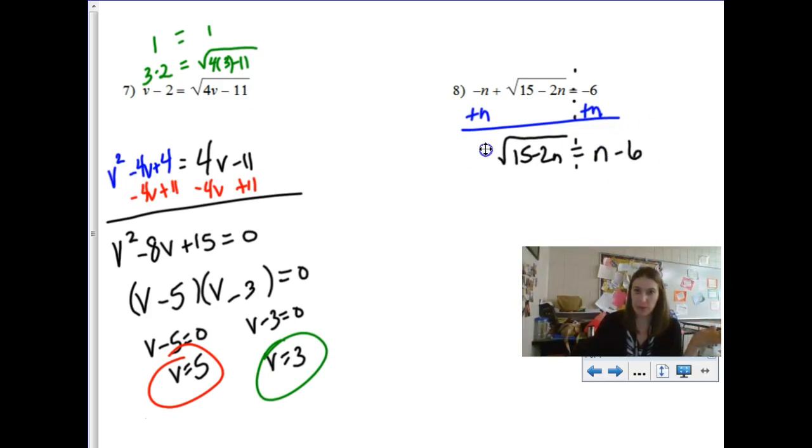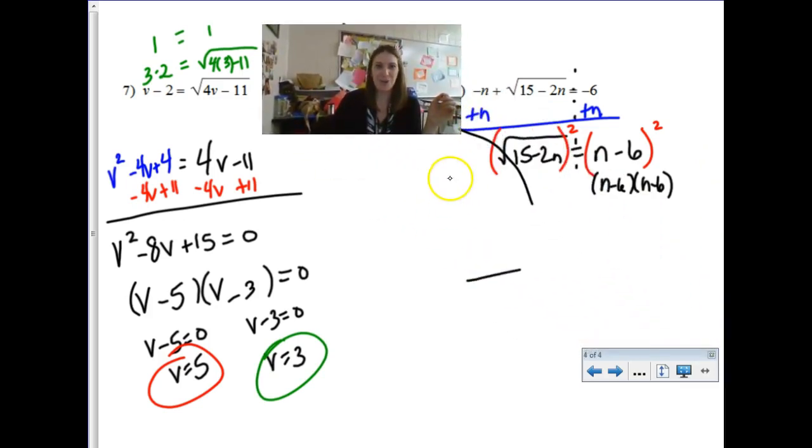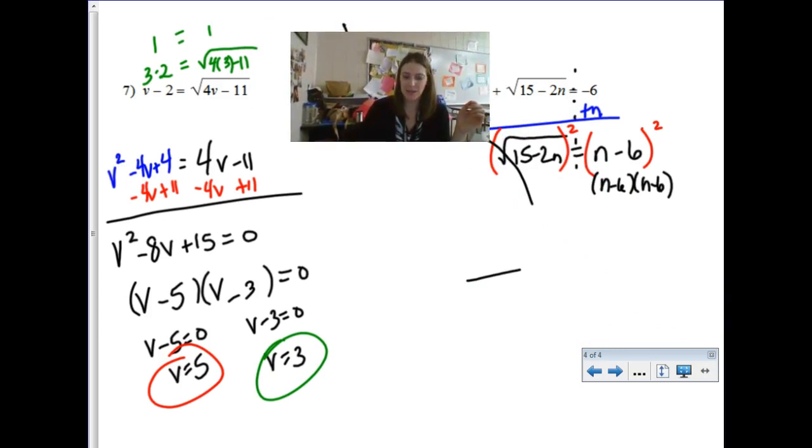And now I'm going to square both sides. And just like on the previous question, when you square this n minus 6, I have to remember that that's like a foiling problem, a binomial times a binomial. It's n minus 6 times another n minus 6. So let me move my screen out of the way, maybe. There we go. I don't know why it draws lines while I do that, but it does.